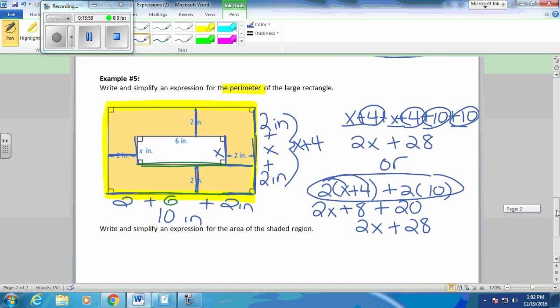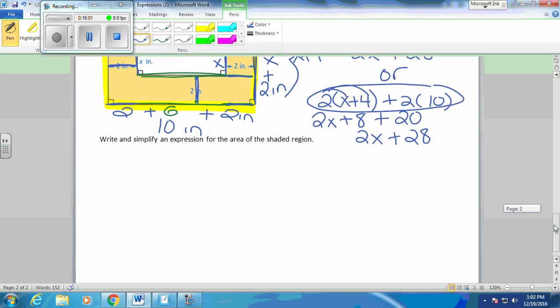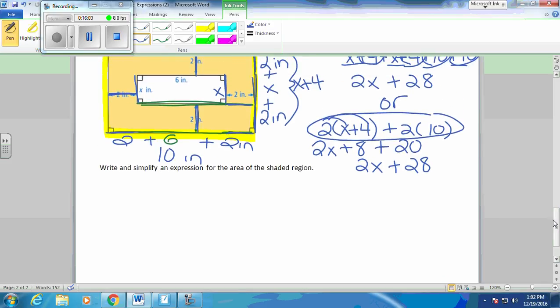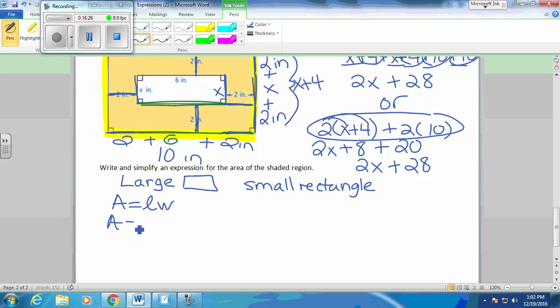So now they're asking us to write and simplify an expression for the area of the shaded region. To find the area of the shaded region, I need to first find the area of the large rectangle. I also need to find the area of the small rectangle. And then to find the shaded, I would need to subtract those two. So area, you can use base times height or length times width. So the area of the large rectangle would be 10 times x plus 4, which I would simplify down to 10x plus 40, and it can't go any farther than that.